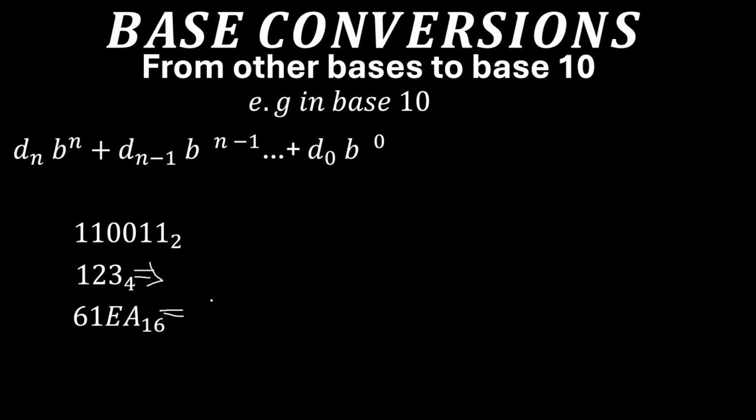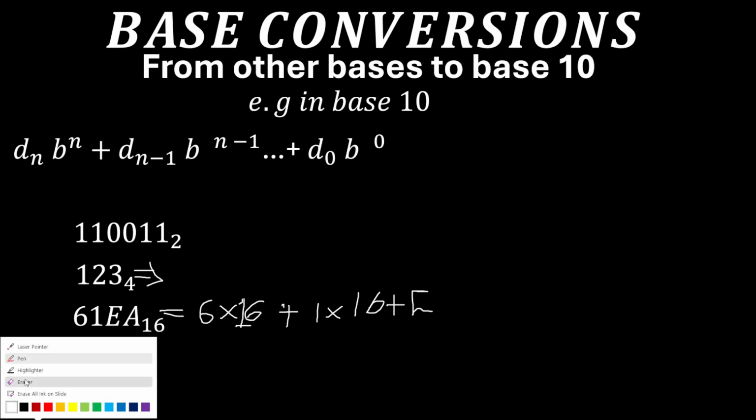The first digit is what? 6. So multiply by what? 16. The next digit is what? 1. Multiply by what? 16. The next digit is what? E. Then this is where we need to interpret something.